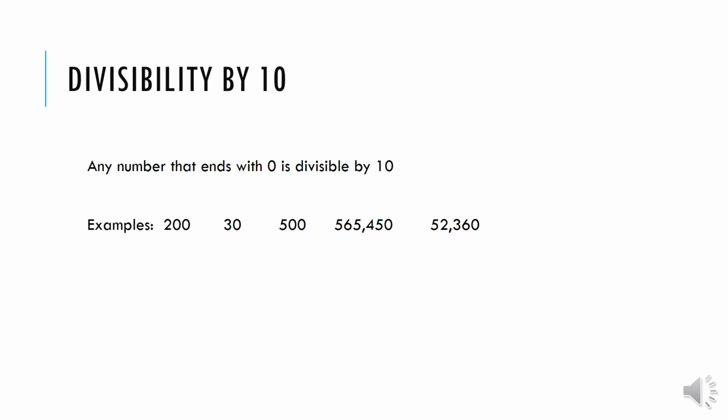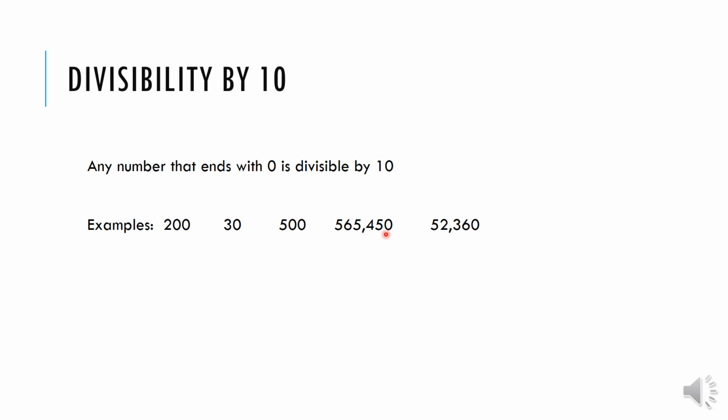Now, divisibility by 10. Any number that ends with 0 is divisible by 10. For example, 200, it ends with 0, so it's divisible by 10. 30, it's divisible by 10. 500, it's divisible by 10. We can divide it by 10.